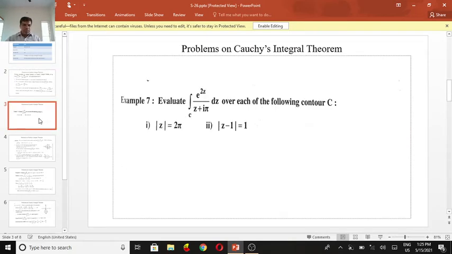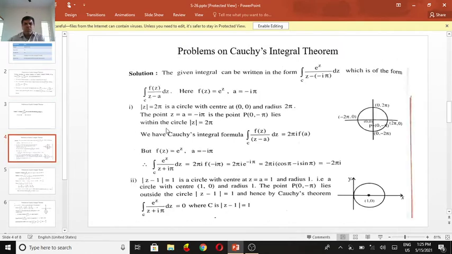So I take a simple problem: evaluate the integral of e to the power z divided by z plus i pi dz. We already discussed some problems, and in the same way we take this one. First, mod z equal to 2 pi, and second, mod z minus 1 equal to 1. Mod z equal to 2 pi is the equation of a circle with center at 0, 0 and radius 2 pi.